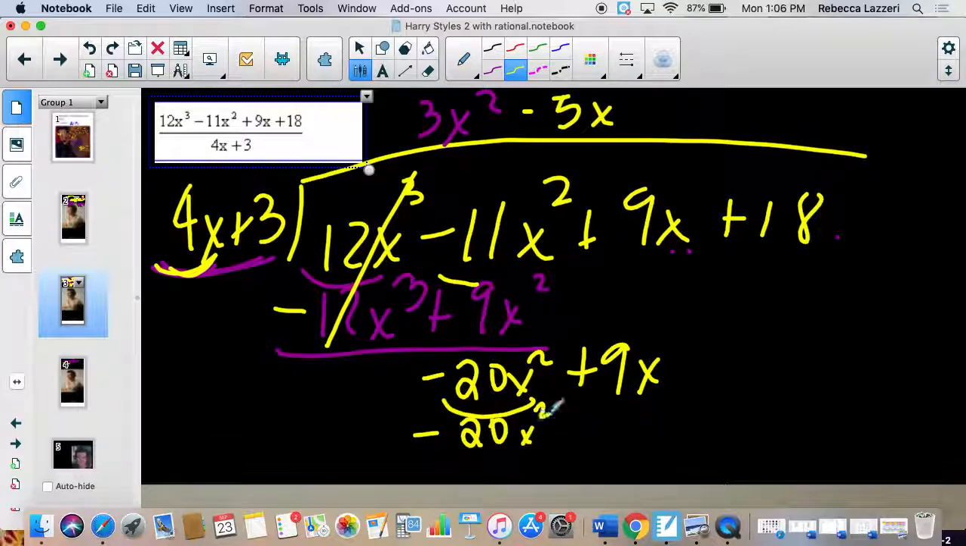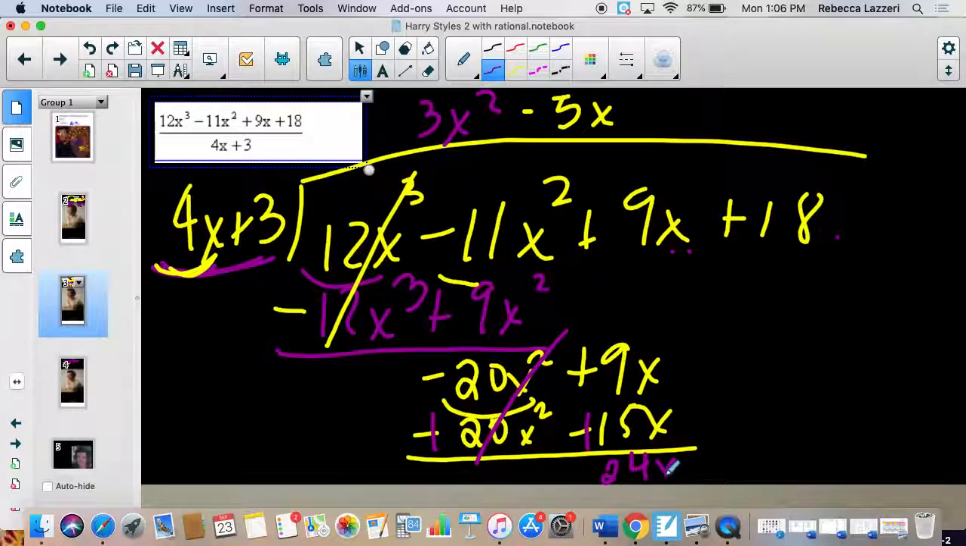And just like with your numbers, you need to see what else is back there. So negative 5x times 3 is negative 15x. I'm going to change my signs. Minus a negative is a positive, and that one's a positive. Those have different signs. They cancel out. Add those, because you're really subtracting a negative. You get 24x.